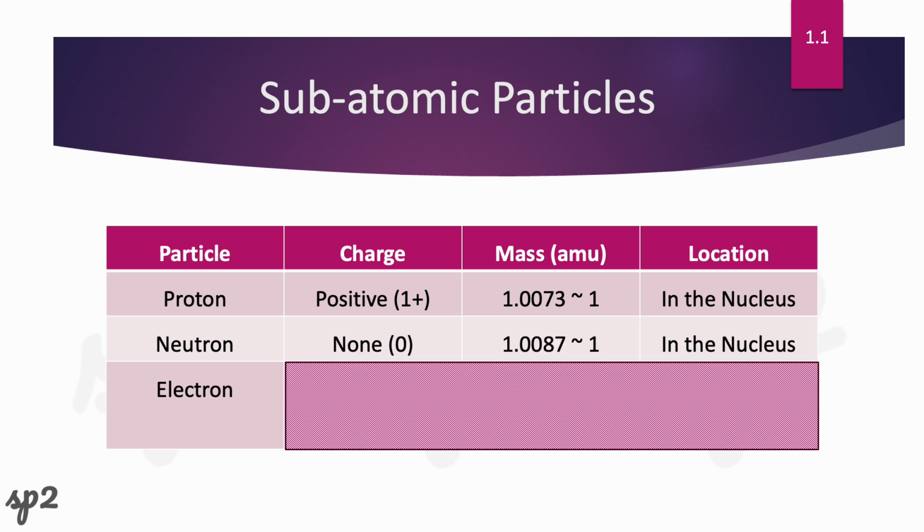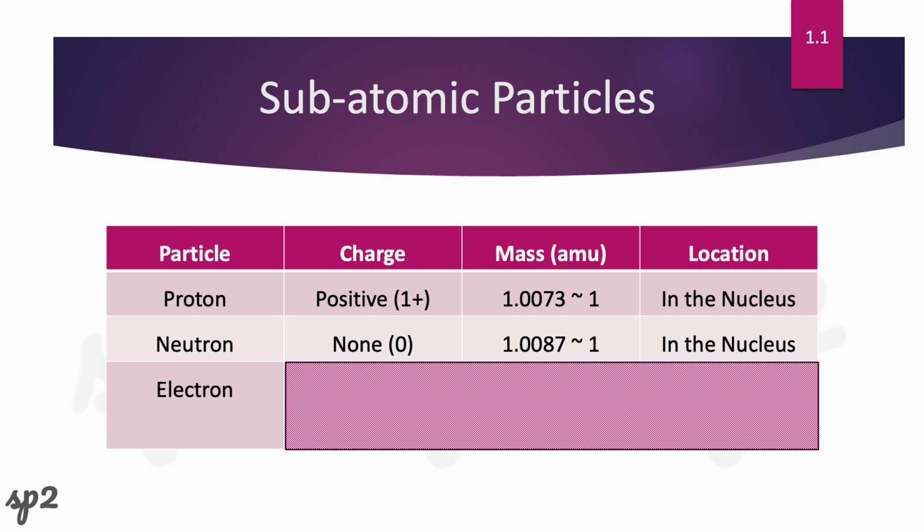Now, for the neutrons, they are neutral, right? So we don't have any charges. They're going to be a little bit heavier than the protons, but we still can approximate them to about 1 AMU. And just like your protons, we can find them in the nucleus. So both of these heavy particles, the protons and the neutrons, we can always find them in the nucleus of the atoms.